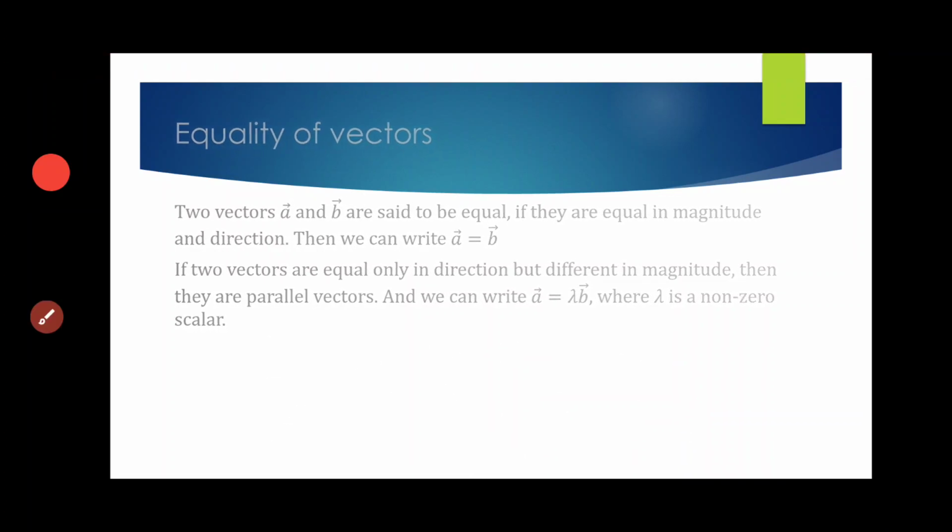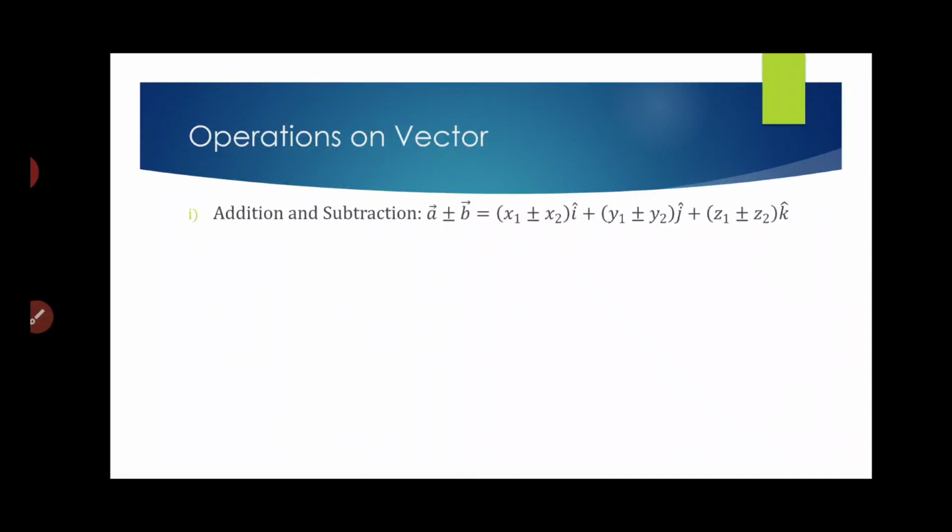Next, operations on vectors. Now there are two simple operations. The first operation is either addition or subtraction of vectors. Now if we add two vectors or subtract two vectors, then what happens? They are added or subtracted component wise. And if we have scalar multiplication, then the scalar is multiplied with each and every single component of the vector.